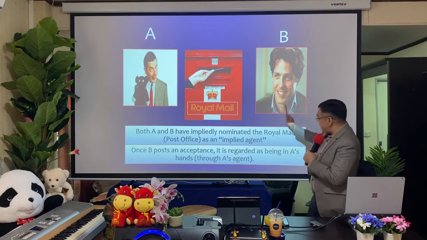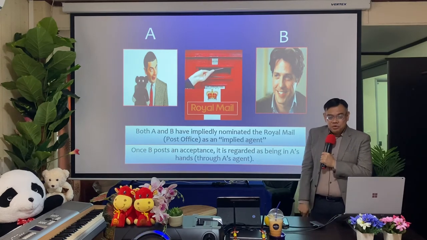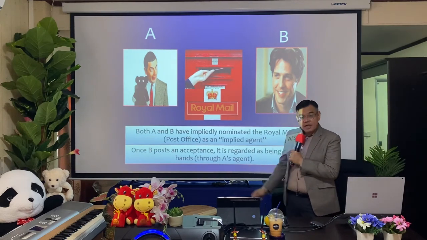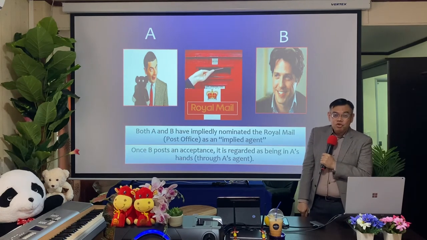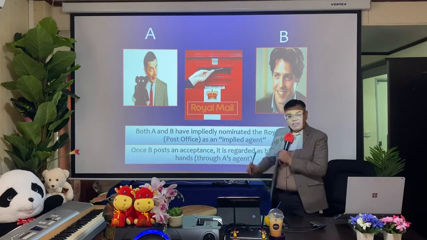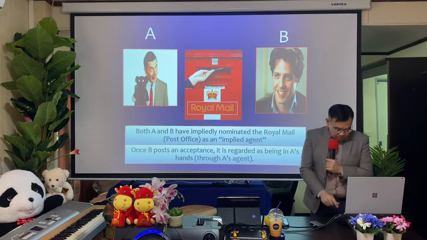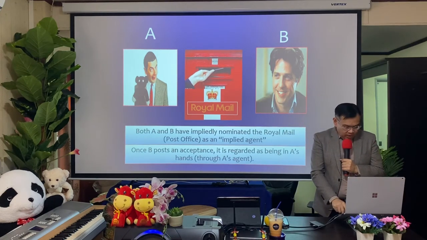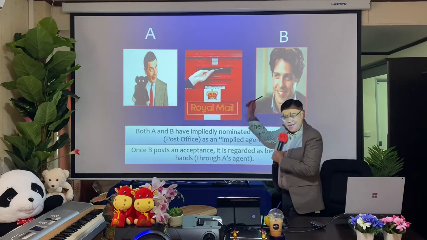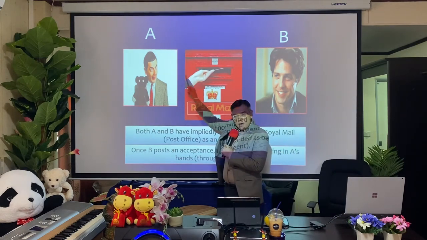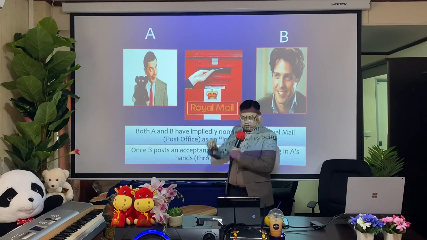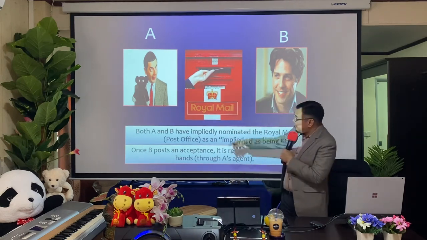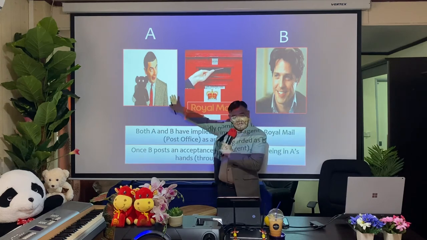Similarly, when B uses the Royal Mail service, B has impliedly appointed, or nominated, the Royal Mail service as his own agent. So when A posts this letter in the post box like this, let's suppose that this is the acceptance.